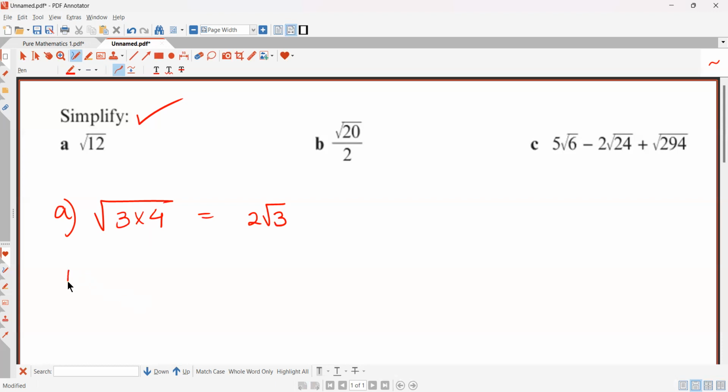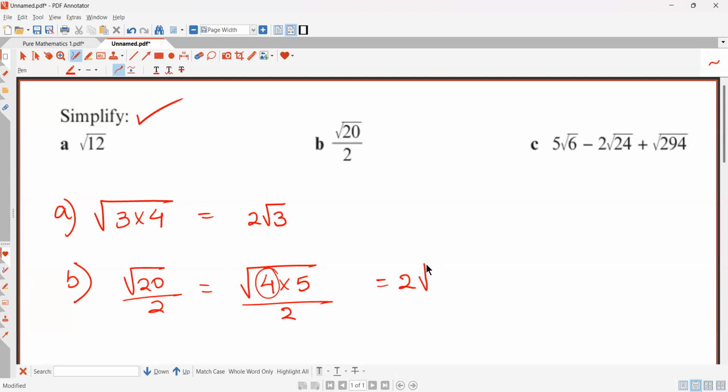A part is done. Now let's go to the B part. Root 20 divided by 2. Root 20 can be written in the form of 4 into 5. Root of 4 is 2, right? 2 comes outside. 2 root 5 divided by 2. Cancel, cancel. What is left? Root of 5. If you put this in a calculator, your answer will be root 5 only.